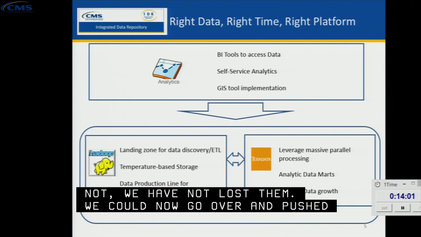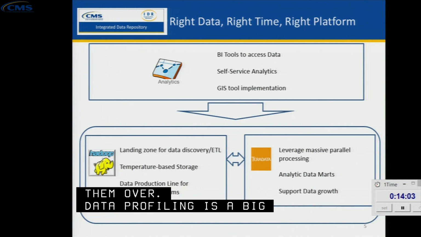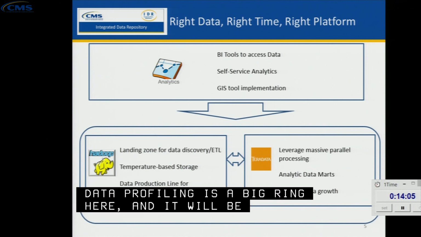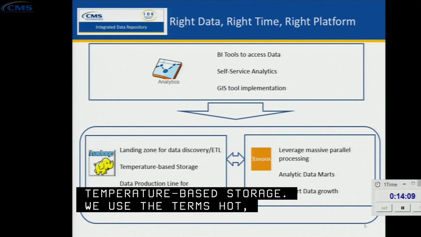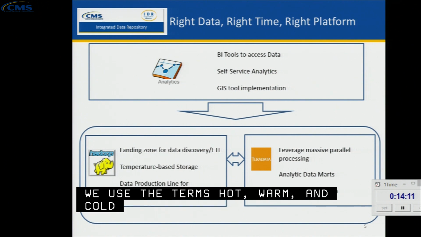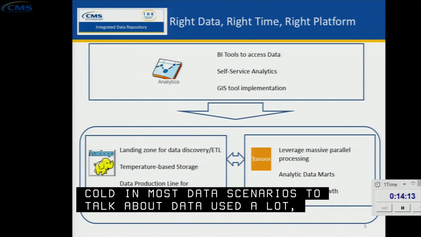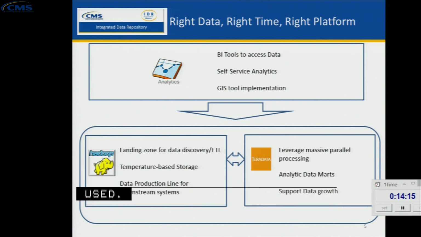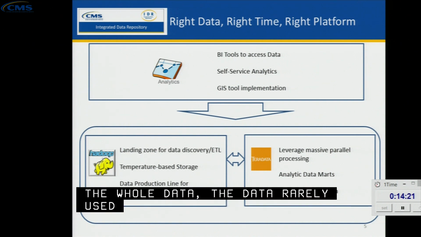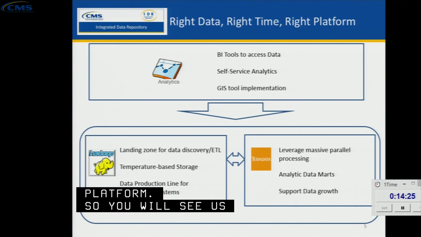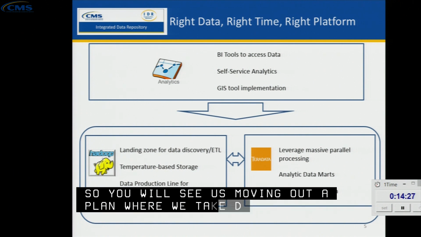Temperature-based storage. We use the terms hot, warm, and cold in most data scenarios to talk about data that's used a lot, maybe data that's used a little, or rarely used. Typically we don't want to put our cold data, the data that's rarely used, on our most expensive platform. So you'll be seeing us moving out on a plan where we take data that looks like it's cold and that hasn't been used in a while, migrating it over to the less expensive Hadoop side of the IDR.